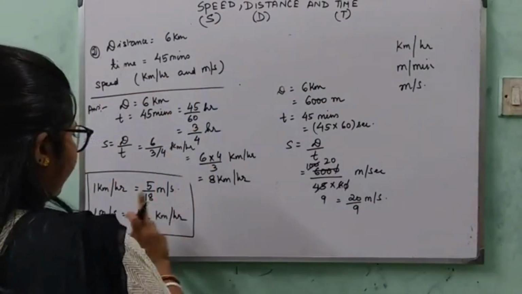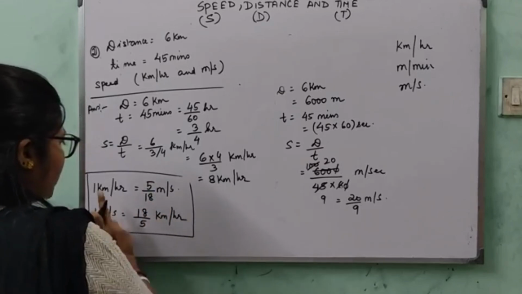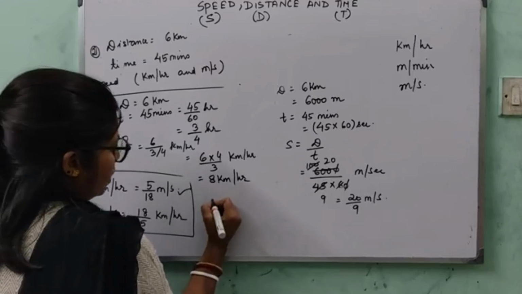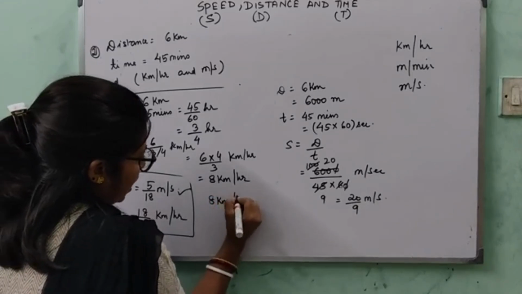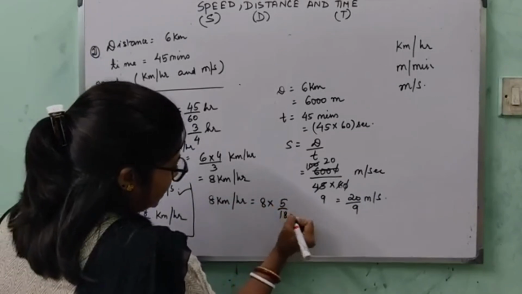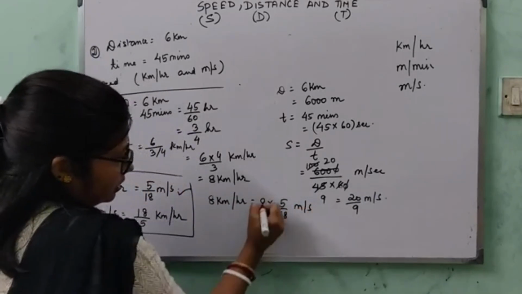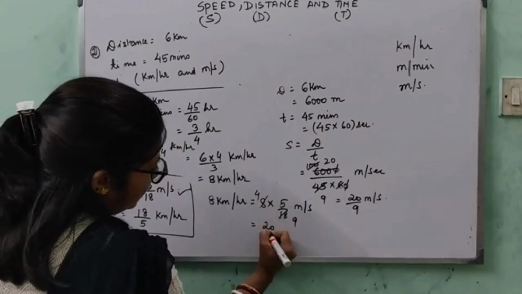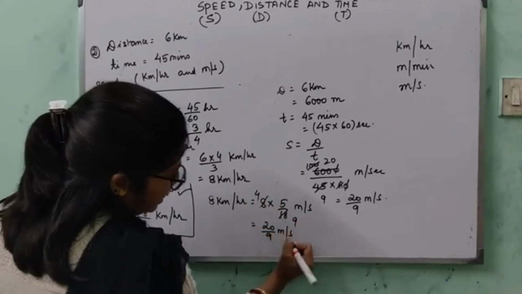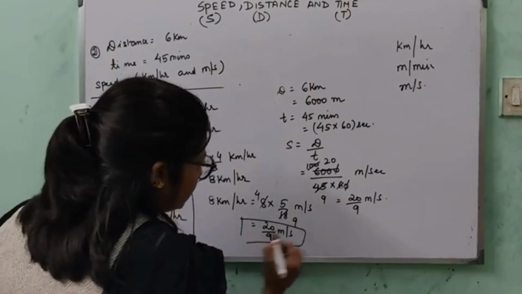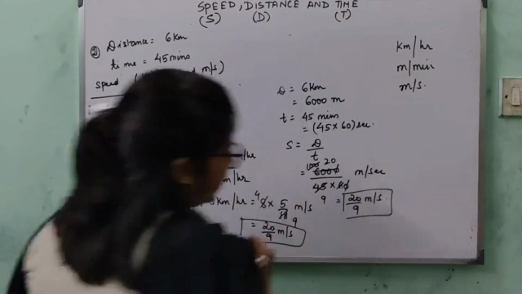Now if I could do it using this, from kilometer per hour I want to go to meter per second, so I will be using this. So 8 kilometer per hour will be 8 into 5 by 18 meter per second. That means 2 4s are 8, 2 9s are 18, that is 20 by 9 meter per second. So you can see easily that in both the cases I have got the same answer.